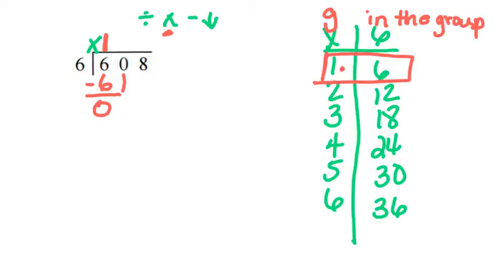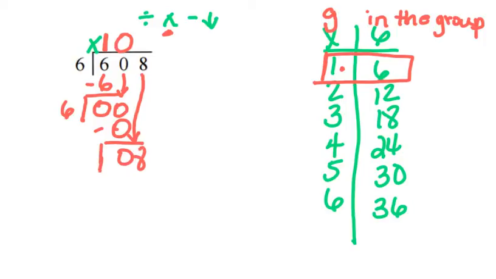I'm going to bring down my 0. Now some of you are going to get confused and say, well, that's 0. Yes. How many groups of 6 can we get from 0? We can't get any groups of 6 because we know that any number times 0 is 0. So we don't have it on our T-chart, but we know that 6 times 0 is 0. Going to subtract, and then I'm going to bring down my 8. And I'll make another house to show that I'm dividing into 8.